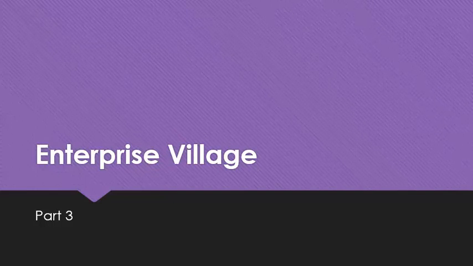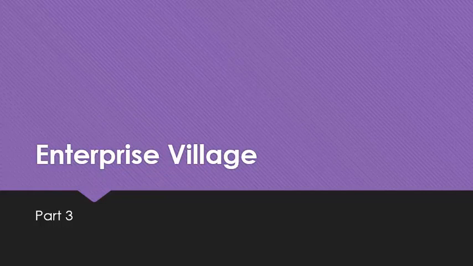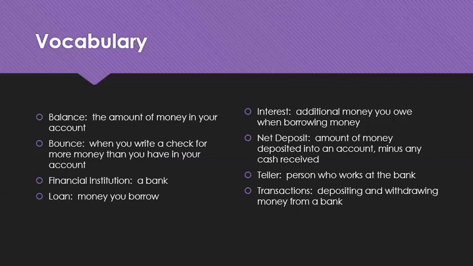Today we're going over our third part for our Enterprise Village field trip. You're going to be filling in the blanks with some vocabulary words. So we're going to be going over some of these words that we have not touched on yet. So the first one is balance.